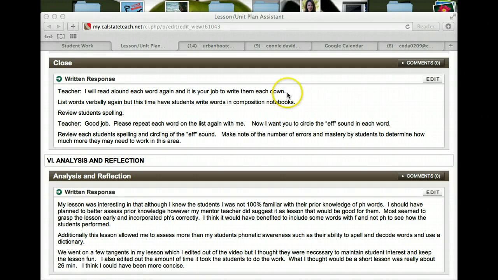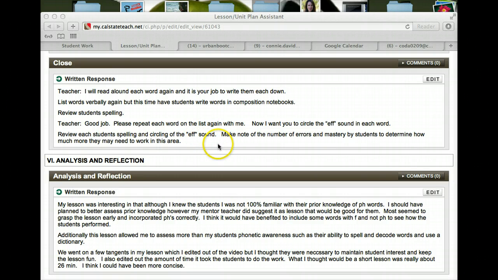And if this is your deliverable, you have been teaching this lesson in a way that will not help you reach this spelling deliverable. You will list the words verbally again. I'm not sure how you will list them, or you will say the words verbally again, but this time students have to write the words in their composition notebook. What you taught and what you're measuring are two different things. Okay, then you review the student's spelling. Okay. Good job. Please repeat each word on the list again with me.